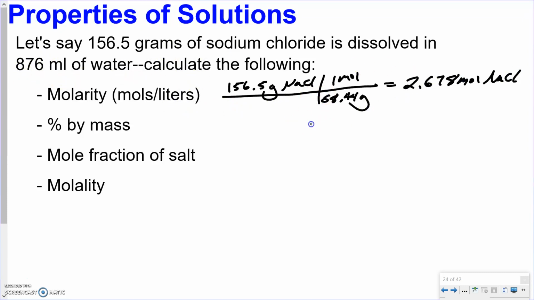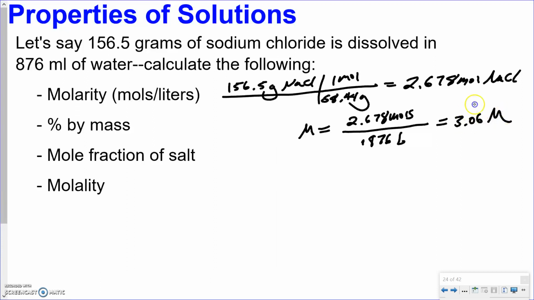From there, over liters, what we're given is in milliliters, so we convert that into liters, and we end up with 2.678 moles divided by 0.876 liters. And we get a number of 3 sig figs because of our 0.876, of 3.06 molar, and that is a capital M. So pretty easy, no big deal.